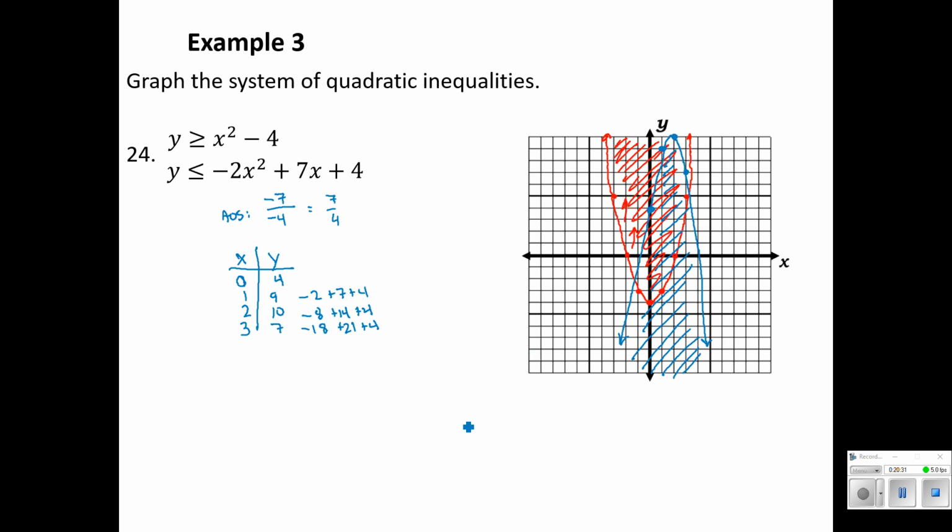Now our solution, let's use a nice bright color, how about orange? Our solution is where those two inequalities overlap, where those shaded regions overlap. So everywhere inside here is our solution set, kind of a banana looking shape there.